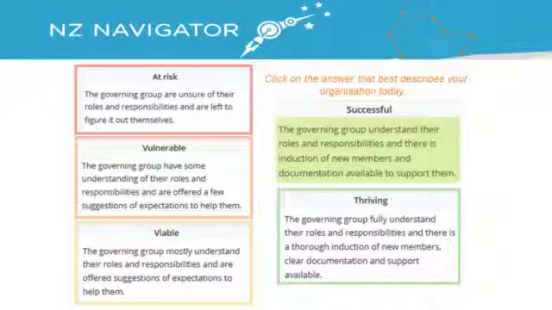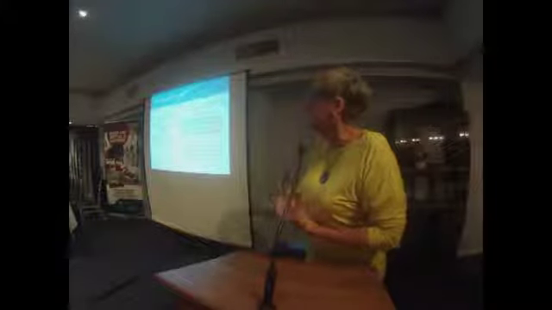These are the areas where you'd be saying, yeah, actually, this is where our organisation sits in relation to that question. So, for instance, if you pick this one here, this group has decided that's what their answer is: that the governing group understand their role and responsibilities, and there is an induction process for new members, and documentation is available to support them.